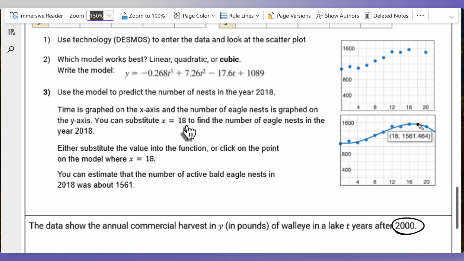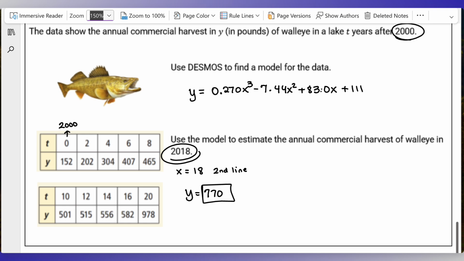So you're just going to simply go to that second line and you type in x is equal to 18. And this vertical line is going to show up. You can't see it in the picture, but this would be the point where they intersect. So after 18 years, you're going to have about 1,561 eagle's nests. Okay, almost done.